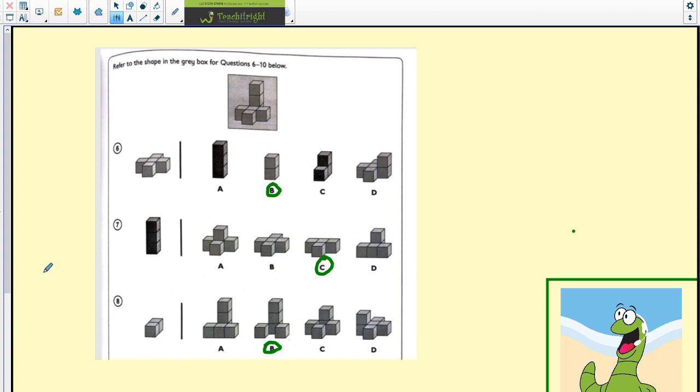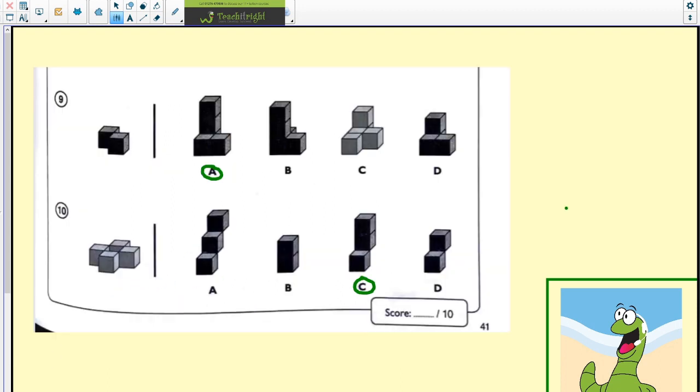Question 6, the answer is B. Question 7, the answer is C. Question 8, the answer is B. Question 9, the answer is A. Question 10, the answer is C.